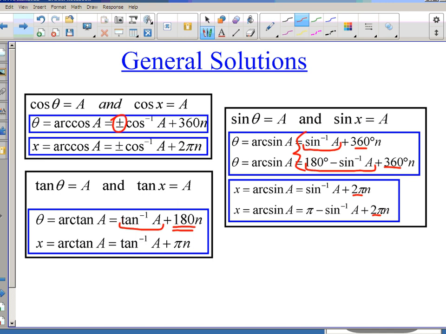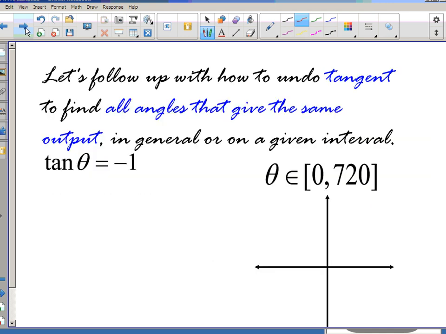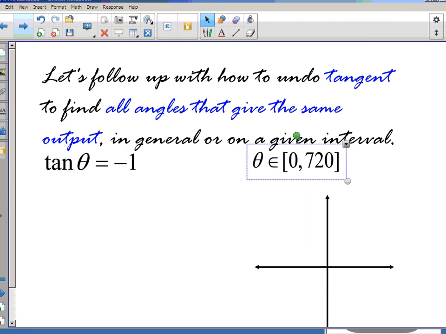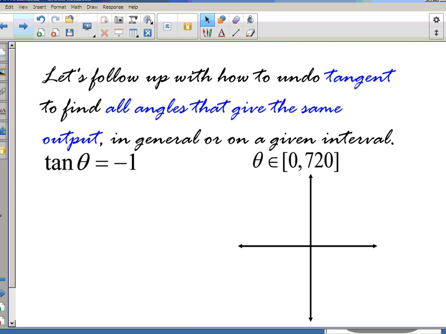Now we're going to get to work on these and put them into practice. We'll focus on tangent, obviously. Similar problem to the one you just did. We're looking for values where tangent is negative, and we're going to pin it down to an interval from 0 to 720. Well, tangent is positive in the first and third. It's negative in the second and fourth.